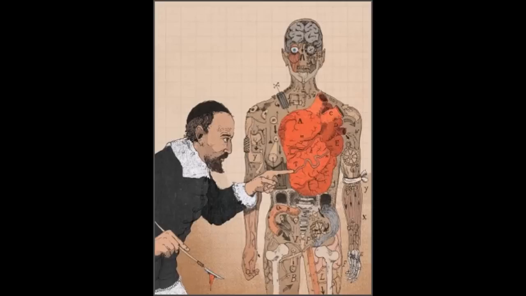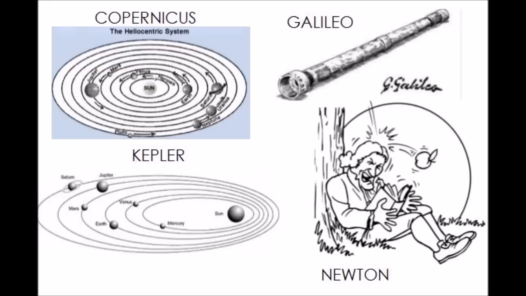This is a picture of William Harvey discovering that the heart helped with the circulation of blood. Other inventions were Copernicus, Kepler, Galileo, and Newton.